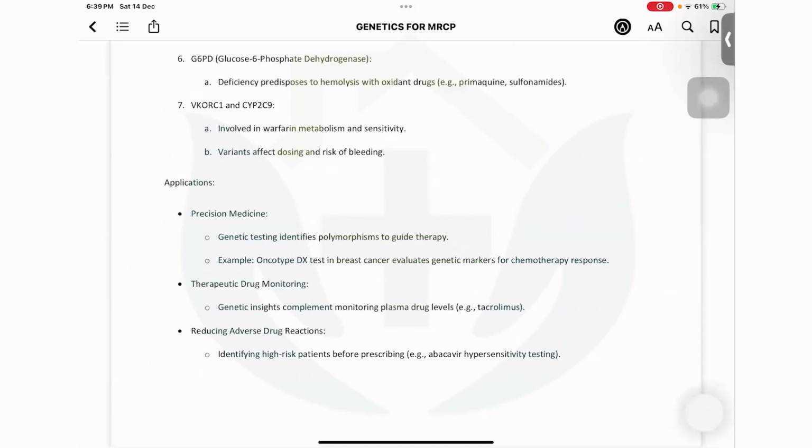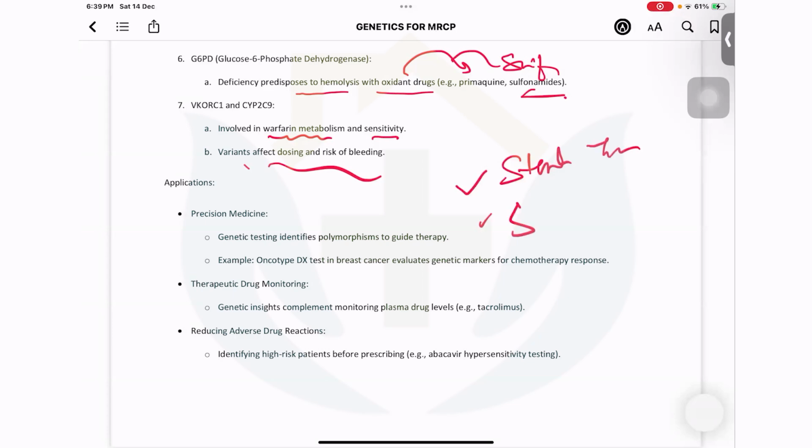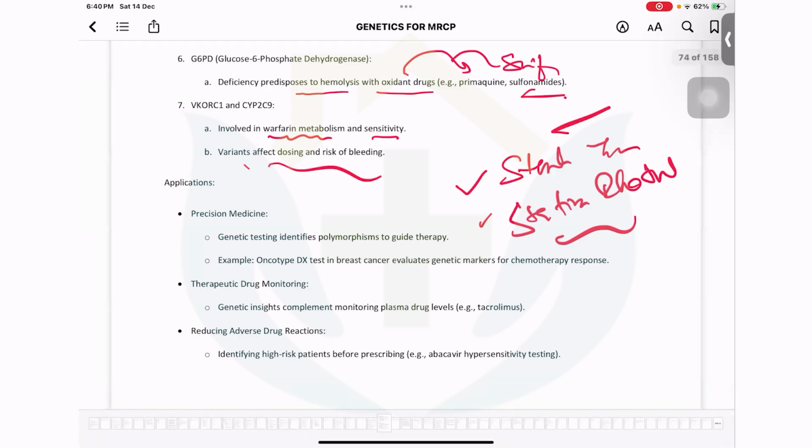Same way, G6PD, whose deficiency predisposes to hemolysis with oxidant drugs like primaquine and other sulfa drugs. VKORC1 and cytochrome P2C9 are involved in warfarin metabolism and sensitivity. So variants will lead to changes of doses and also the risk of bleeding. The applications are, of course, people who have, for example, stent thrombosis, or people who have statin-induced rhabdomyolysis. So you need to know that if I have a case scenario of such a patient, this is the enzyme which I need to investigate the patients for.